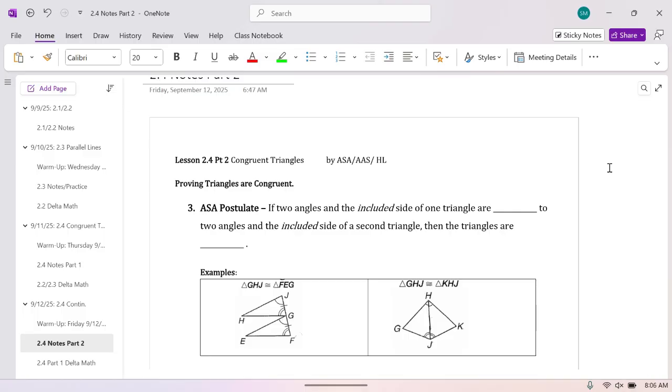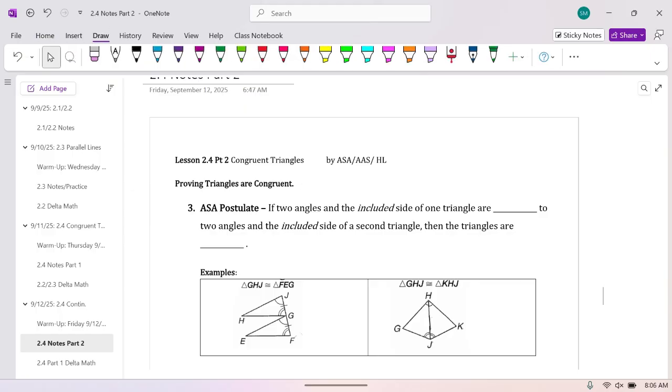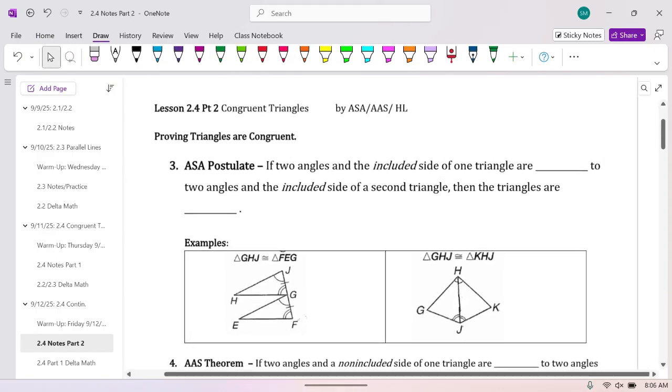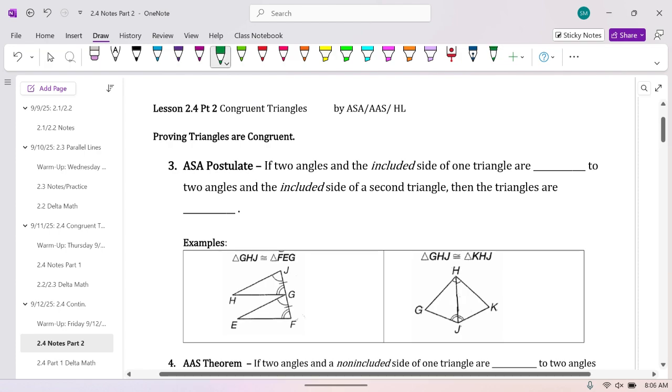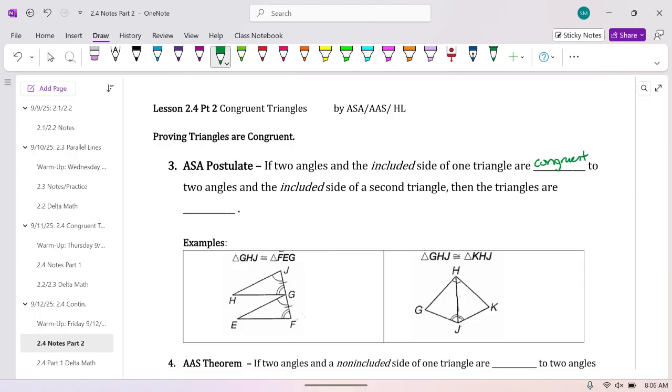All right. So angle, side, angle is exactly what you think it means. Very similar to side, angle, side, except instead of having the angle made up of the two sides, the side in question is between two angles. So if two angles and the included side of one triangle are congruent to two angles and the included side of a second triangle, then the triangles are congruent.